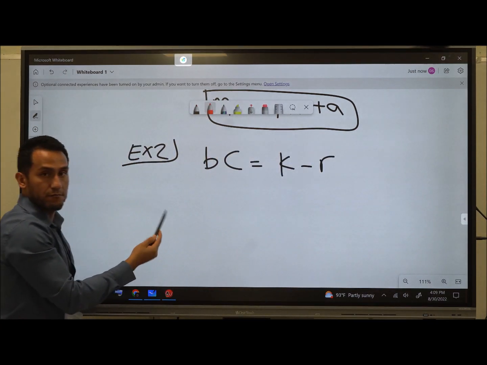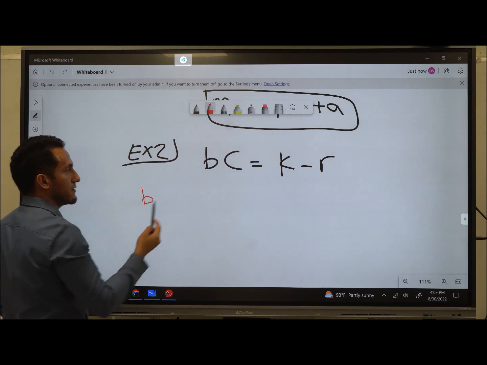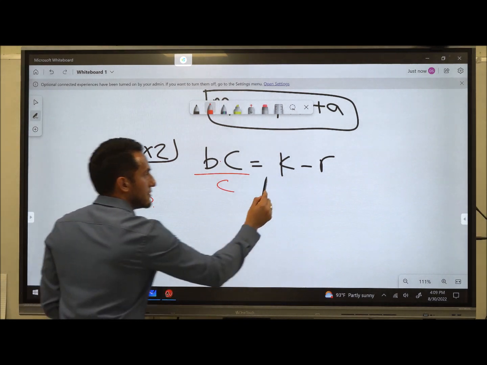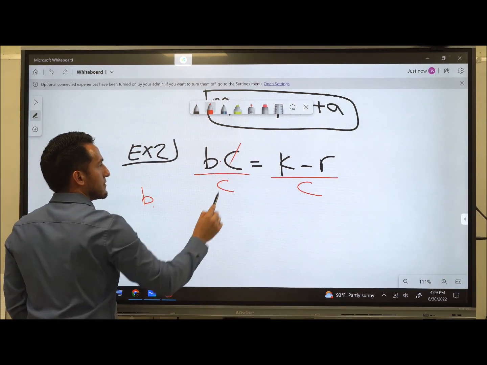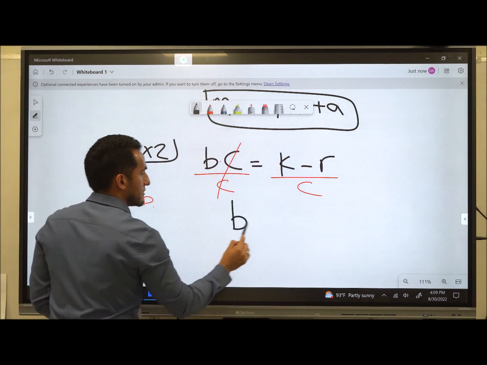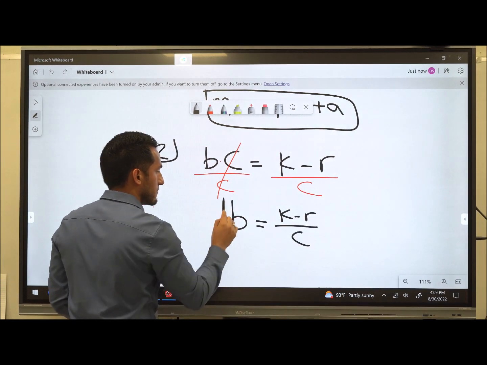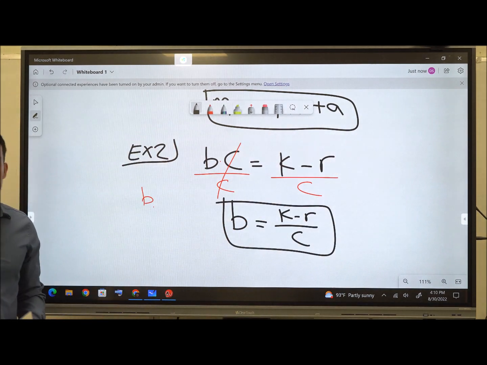If they tell you to find b, then let's see what they're doing. B times c, right? So you do the opposite: divide by c, divide everything by c. These cancel. So now b is equal to k minus r all over c. And that's it.